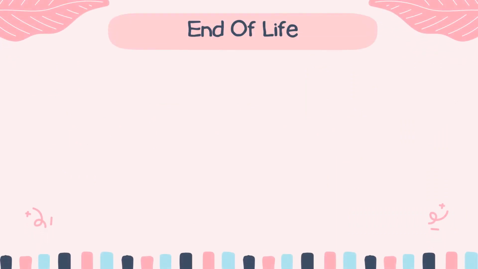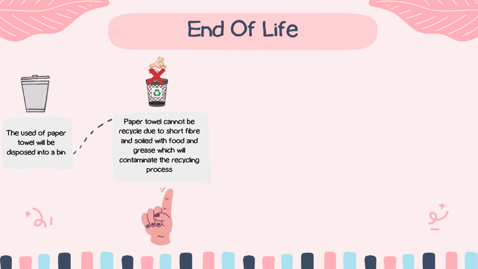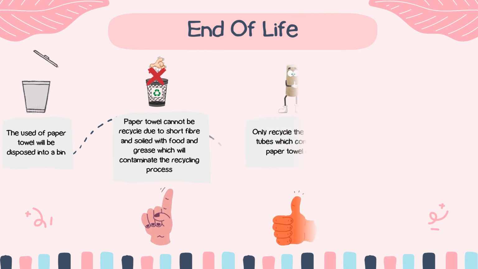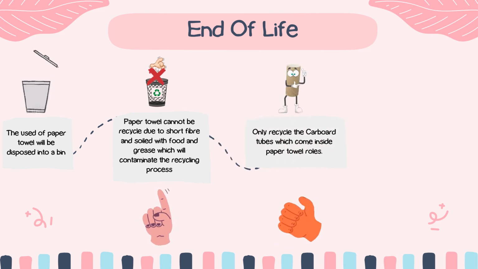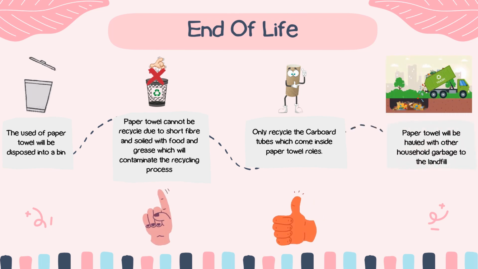Finally, the end-of-life phase of paper towel. Commonly, after being used, paper towel will be disposed of in a bin. For your information, paper towel cannot be recycled due to short fiber and being soiled with food and grease, which will contaminate the recycling process. However, the cardboard tubes which come inside paper towel rolls can be recycled.